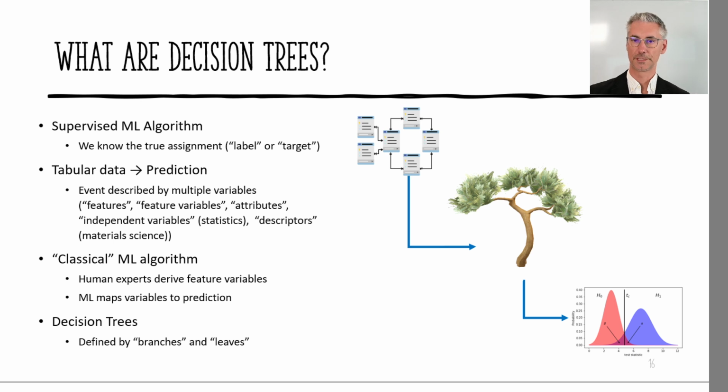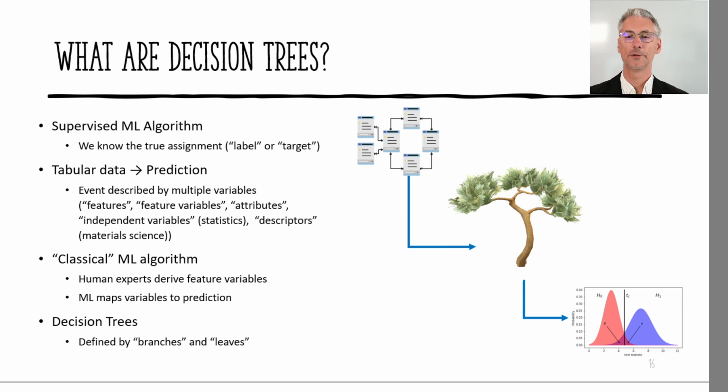Let's move on to decision trees. What are decision trees? They are a supervised machine learning algorithm. That means we know the true label or target or the true assignment. They're typically used for tabular data that we want to map to a prediction. So each event is described by multiple variables. They're also called features, feature variables or attributes, independent variables if you come from the statistics point of view, descriptors if you come from material science, for example. So each community has a bit their own terminology.